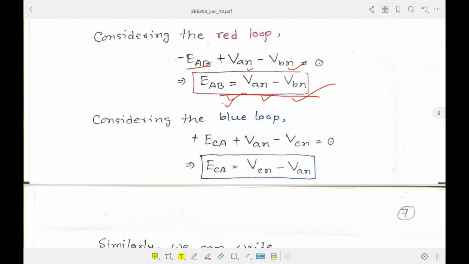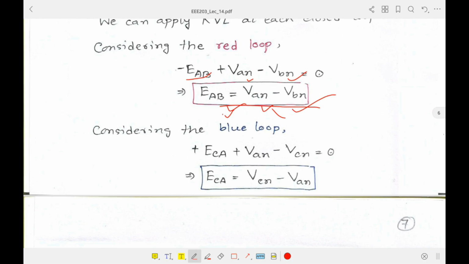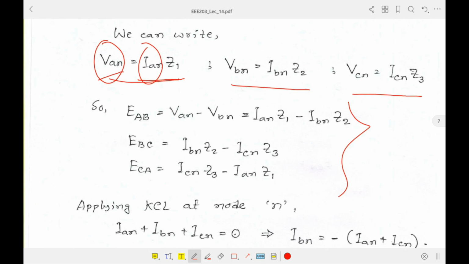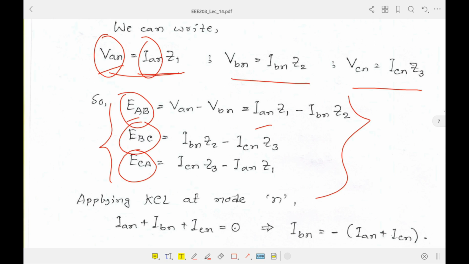Then if you put these VAN, VBN and VCN values in the previous expressions, that means EAB, ECA and the last one, EBC, the expression will be just like this. Here again, if you notice, this is basically three equations. If we consider EAB, EBC, ECA as given in the question, and you are asked to determine IAN, IBN and ICN, these are three unknowns and we have three equations, so we can solve them and get the required values of IAN, IBN and ICN.